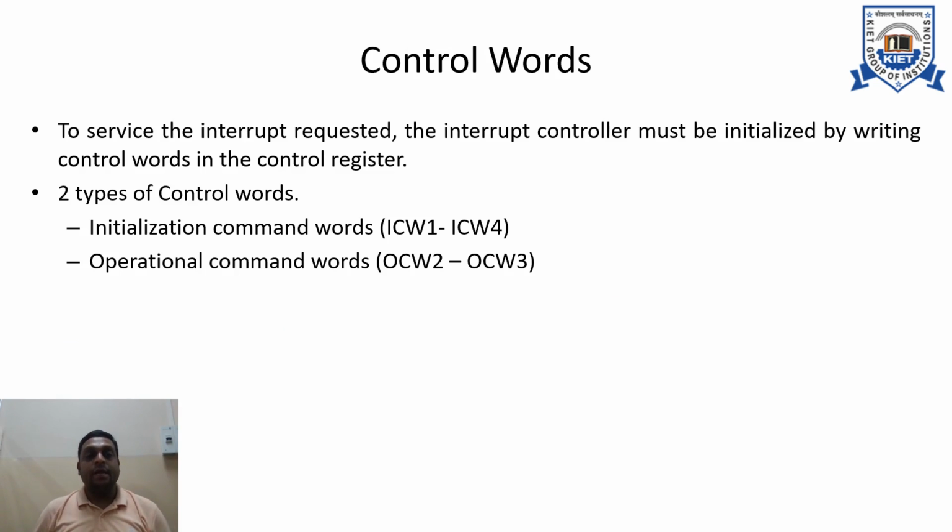Control words. In 8259 there are 2 types of control words. First is initialization command words and second is operational command words. Initialization command words are represented using ICW. Operational command words are represented using OCW.